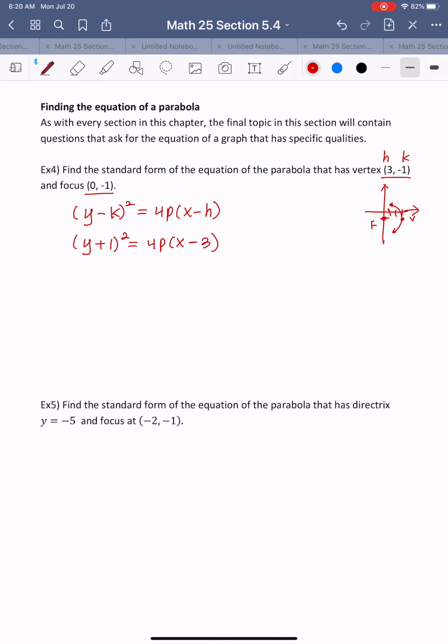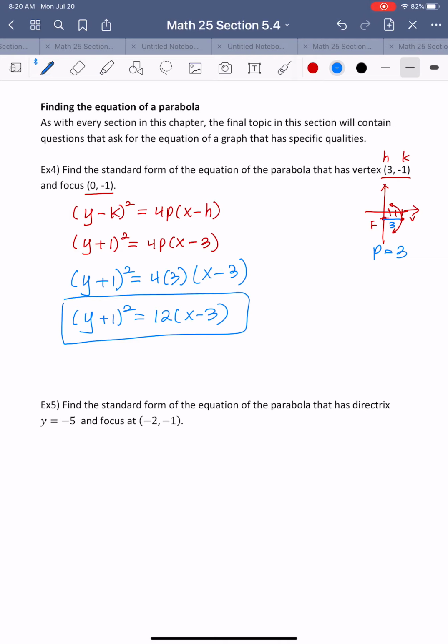Now we have to find p, but p is the distance from the vertex to the focus, right? So I believe this is 3 units away, right? So p is 3. So you just plug it in. So you got (y + 1) squared. And then p is 3 because p is the distance from the vertex to the focus, okay? And (x - 3). Then you got (y + 1) squared equals 4 times 3, which is 12, times (x - 3). So this is the equation you have.